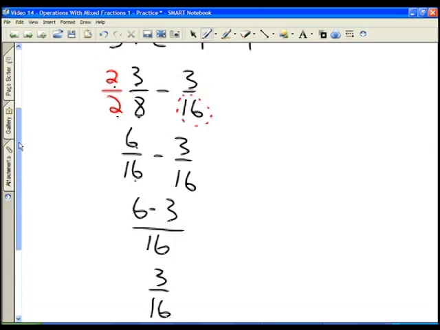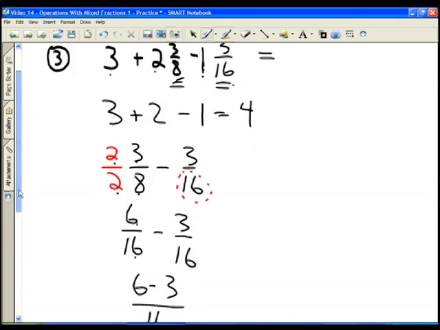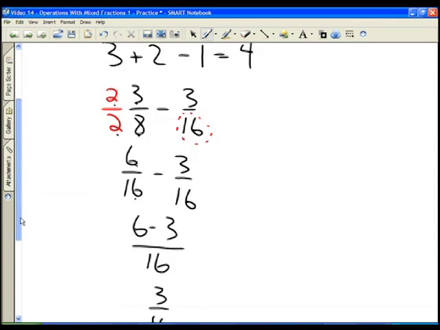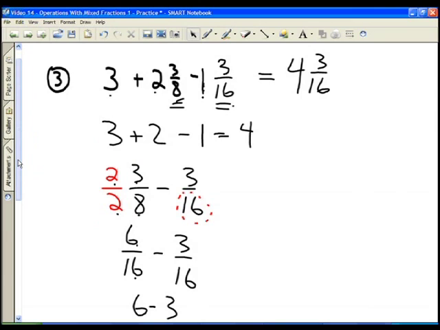And I land up getting 3/16. And when I dealt with my whole numbers at the start, I had 3 plus 2 minus 1 is equal to 4. So 3 plus 2 3/8 minus 1 3/16 is going to be equal to 4 plus 3/16, or 4 3/16. So that should give you a good idea of if you understand how to add and subtract mixed fractions.